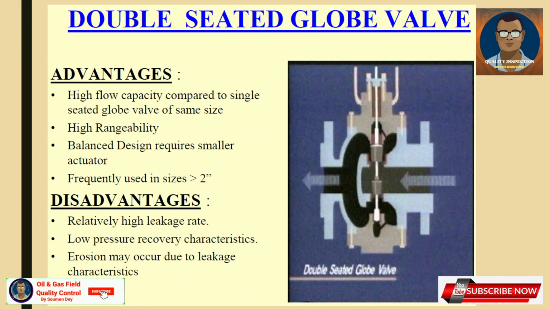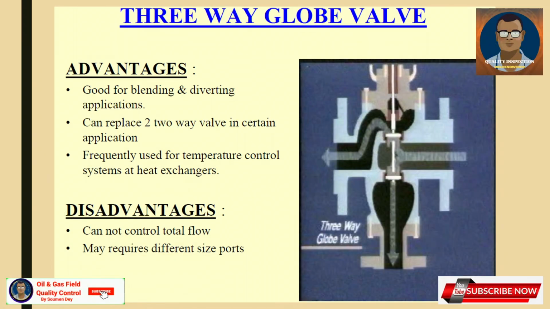Double-seated globe valve advantages are high flow capacity compared to single-seated globe valve of the same size, high rangeability, balanced design requires smaller actuator. It is being used for over 2-inch diameter piping. Disadvantages: relatively high leakage rate, low pressure recovery characteristics, erosion may occur due to leakage characteristics.